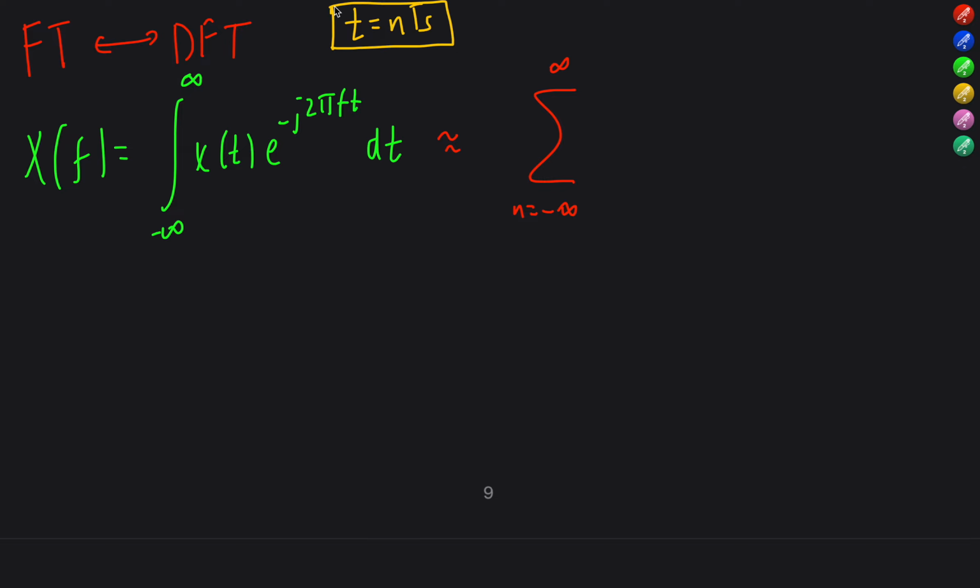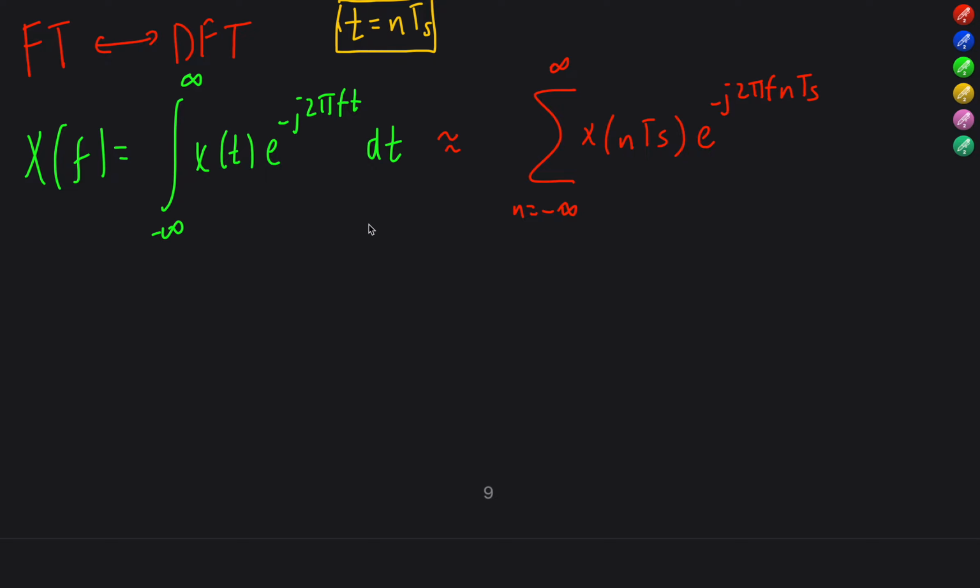That relates my discrete time index n to my actual time t, where t sub s is my sampling period. It's how much time is in between each sample. This formula should make intuitive sense. Let's plug that in here. We get x of, replace t with nts, and then replace t up here with nts.